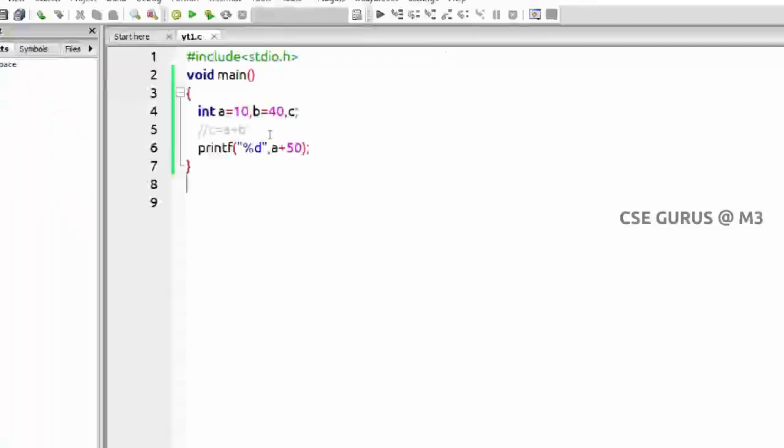Now, can I write like this? Something like a plus d. Will it give the exact output? Definitely not. Where d is not a variable, you will get an error here. But what if I give like this?